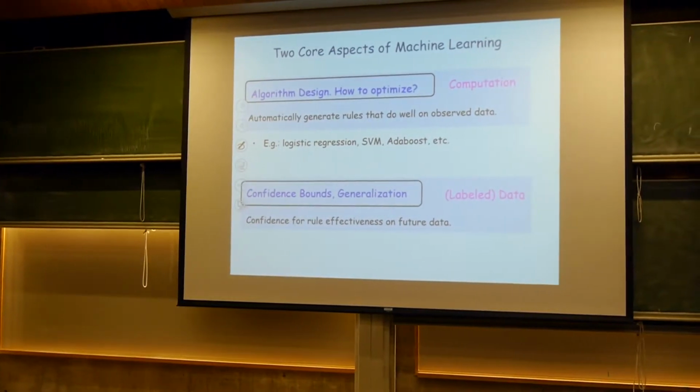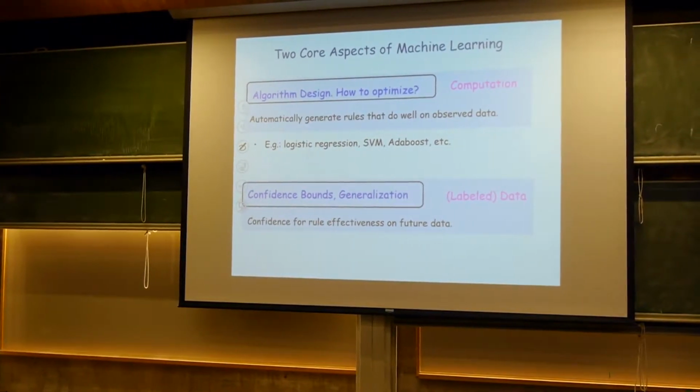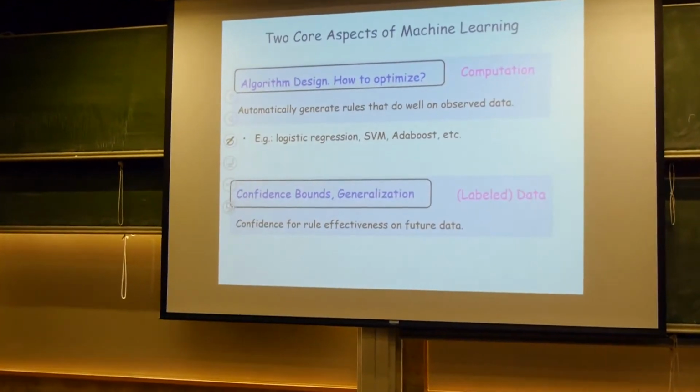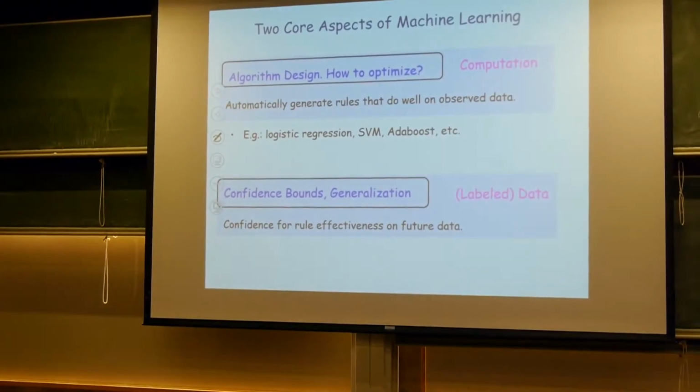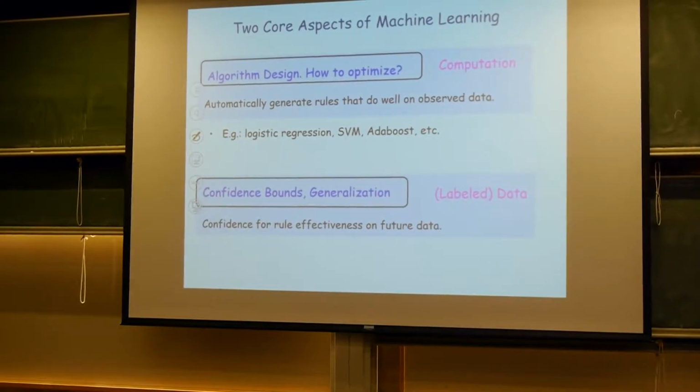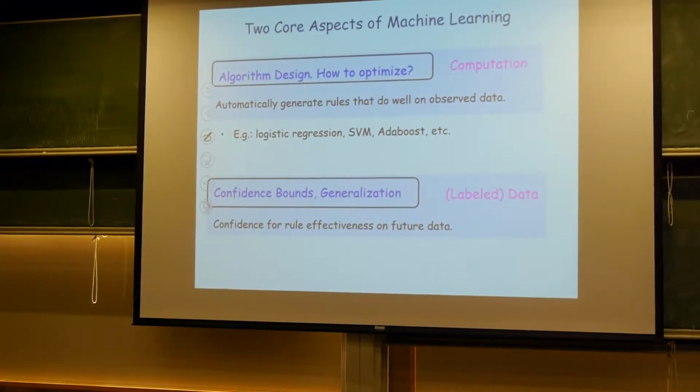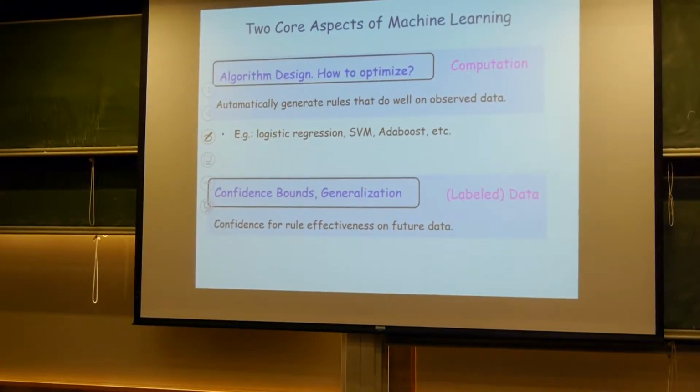And question number 2, which is the focus of last lecture, is a sample complexity or confidence bounds or generalization guarantees question, which is asking how many samples do we need in order to be confident that the rule that does well over the training set will also do well in the future. So in other words, how many samples do we need in order to not overfit?